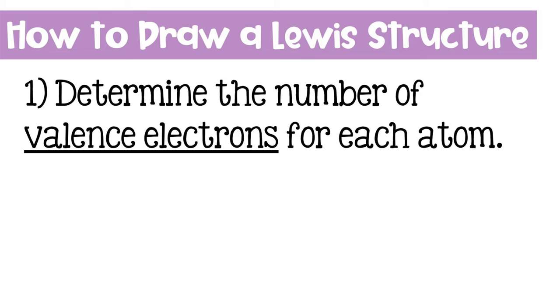So, how do you draw a Lewis structure? Well, first you need to determine the number of valence electrons for each atom. An easy way to do this is to look at your periodic table. If you look at the groups, they tell you how many valence electrons they have, with the notable exception being helium, since it only has 2. Just make sure for groups 13 through 18, you only use the numbers 3 through 8. You do not have more than 8 valence electrons.